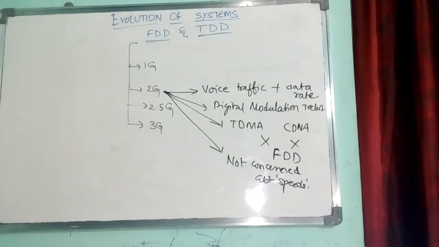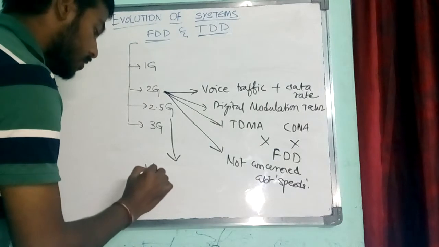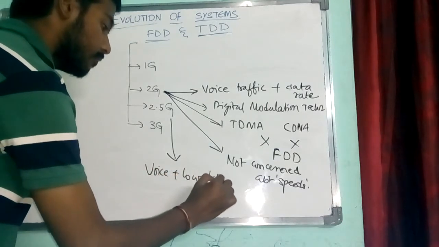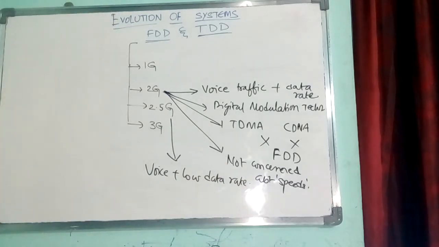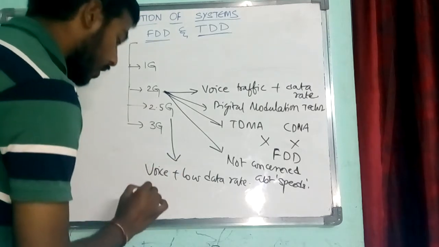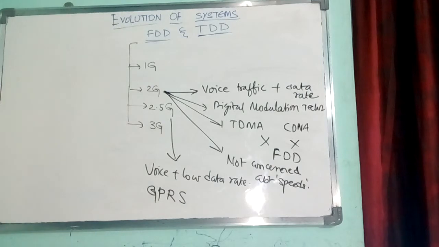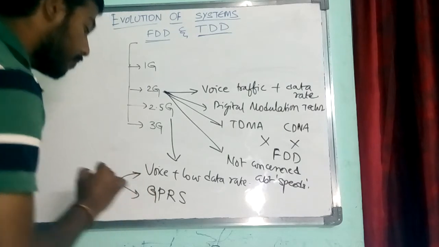Whereas 2.5G is for voice plus low data rate. They were using the GPRS scheme. GPRS is called General Packet Radio Service.